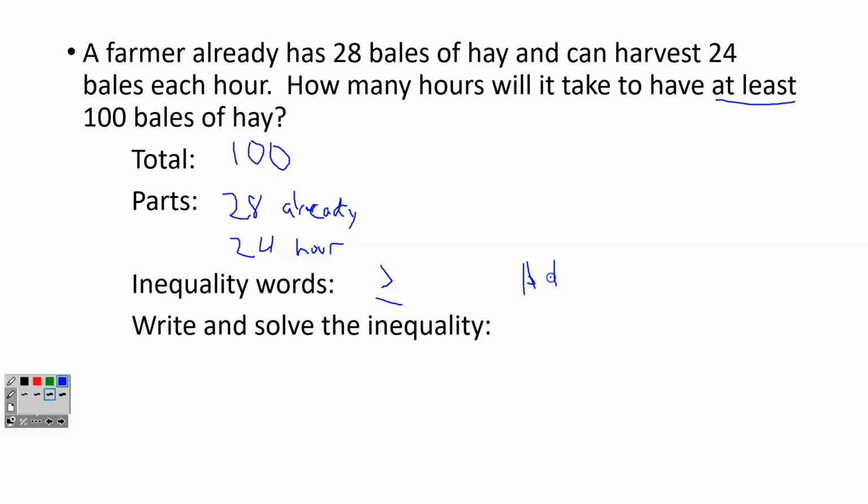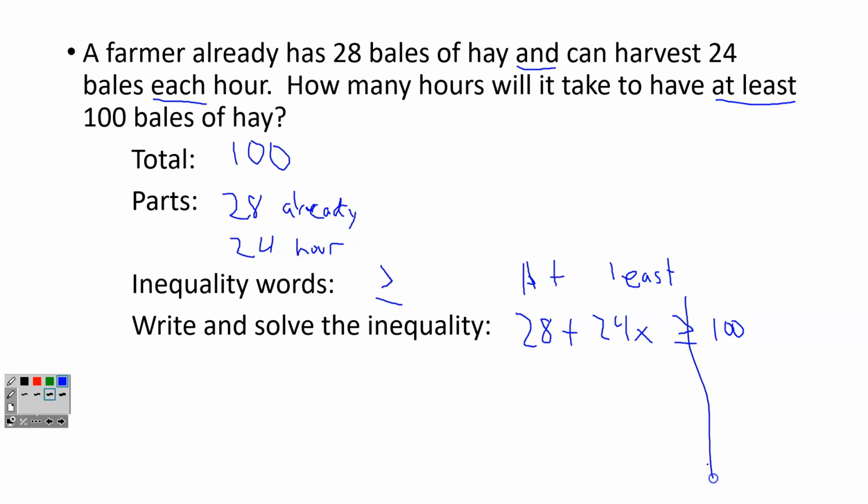Put it over here so you guys can see at least. Wow, my handwriting is really bad with this mouse today. There we go. So write and solve the inequality. So I put my total on this side. I put my inequality instead of my equal sign. And then I put my parts over here. So I've got 28 bales of hay already. And I'm going to look for a keyword. Oh, already means to add. And I see another one of each. So that means I'm going to be multiplying 24 by my variable.